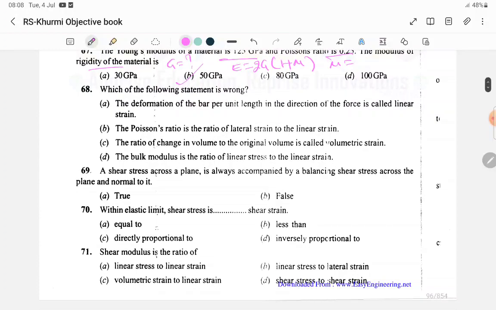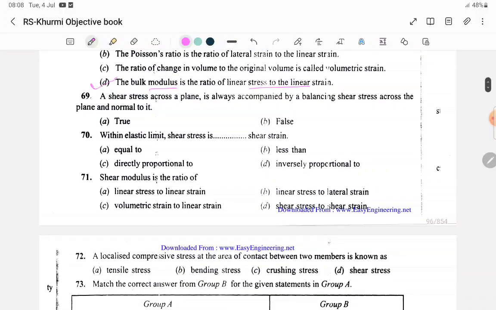Which of the following statements is wrong? The bulk modulus is the ratio of linear stress to linear strain. That is the wrong statement they are asking. Shear stress across a plane is always accompanied by balancing shear stress across the plane and normal to it. Is it correct or wrong? It will balance.